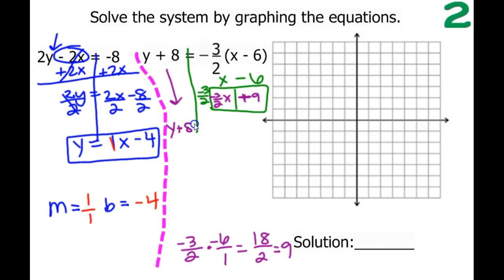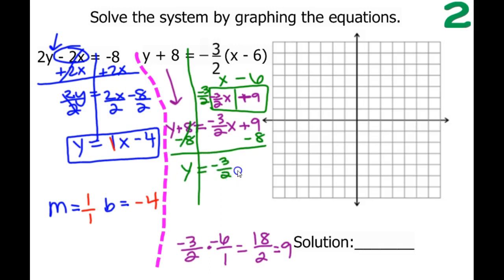So we have y plus 8 equal to negative 3 over 2x plus 9. And then we want to get rid of this 8 so we can have y by itself. So I'm going to subtract 8. So we have y equals negative 3 over 2x plus 1. Now we can identify m and b. M is negative 3 over 2, and b is just 1.